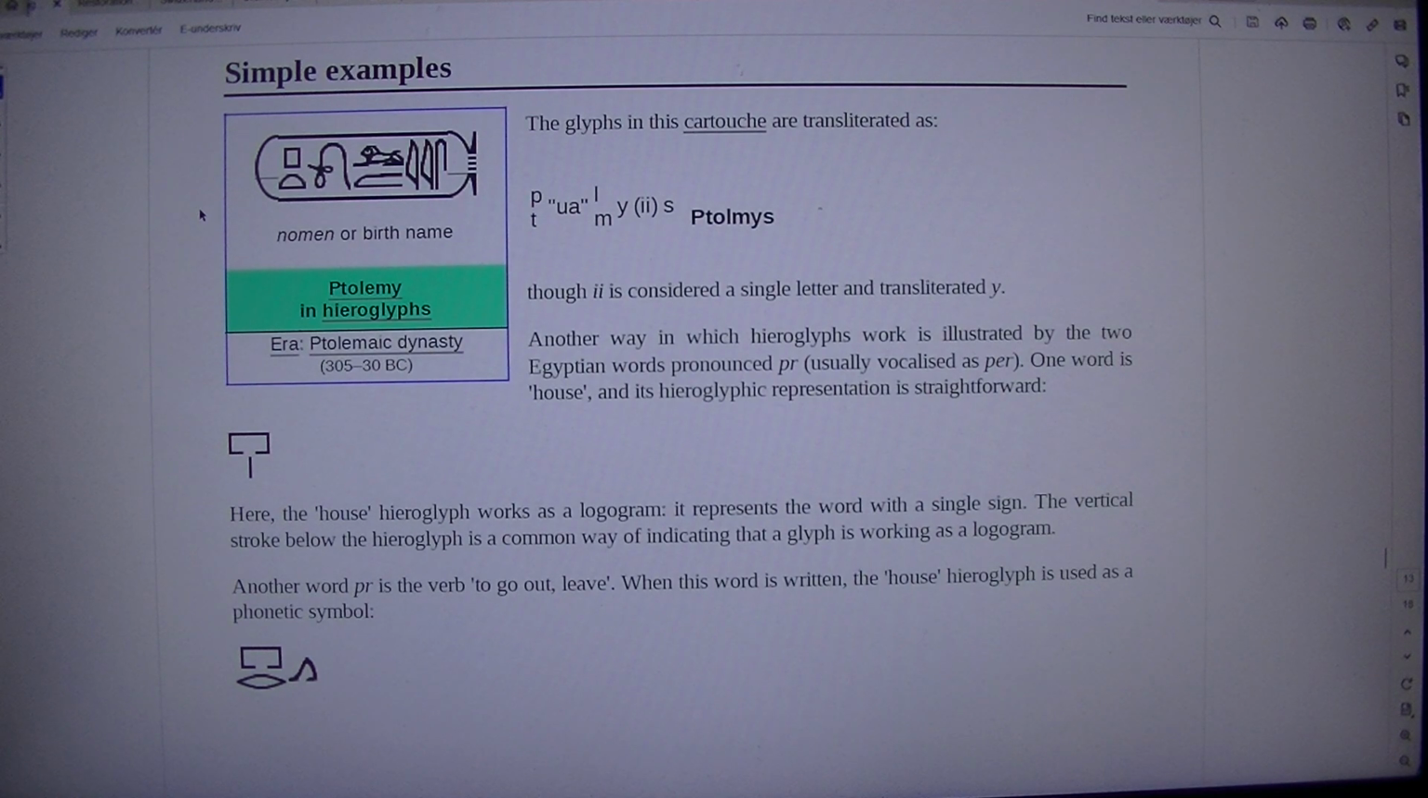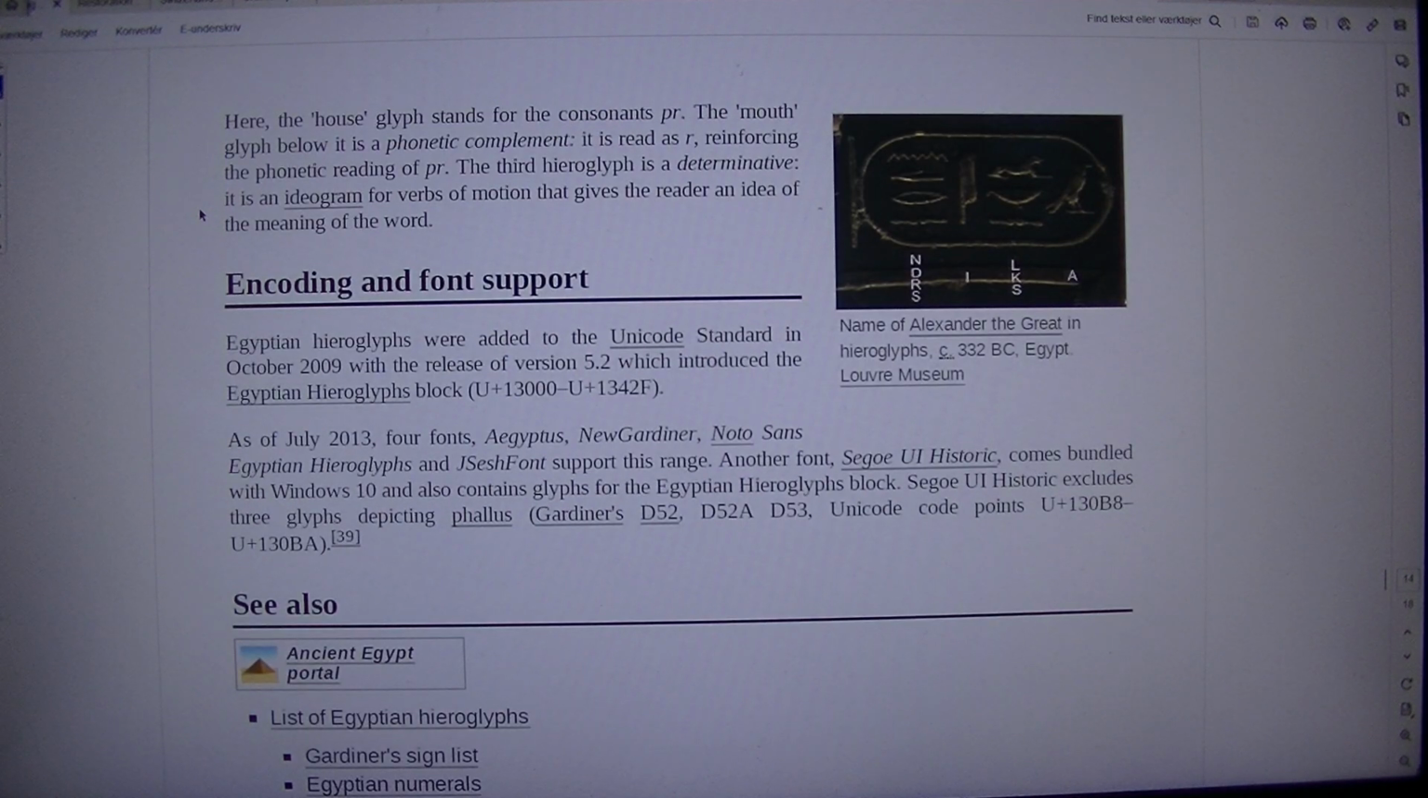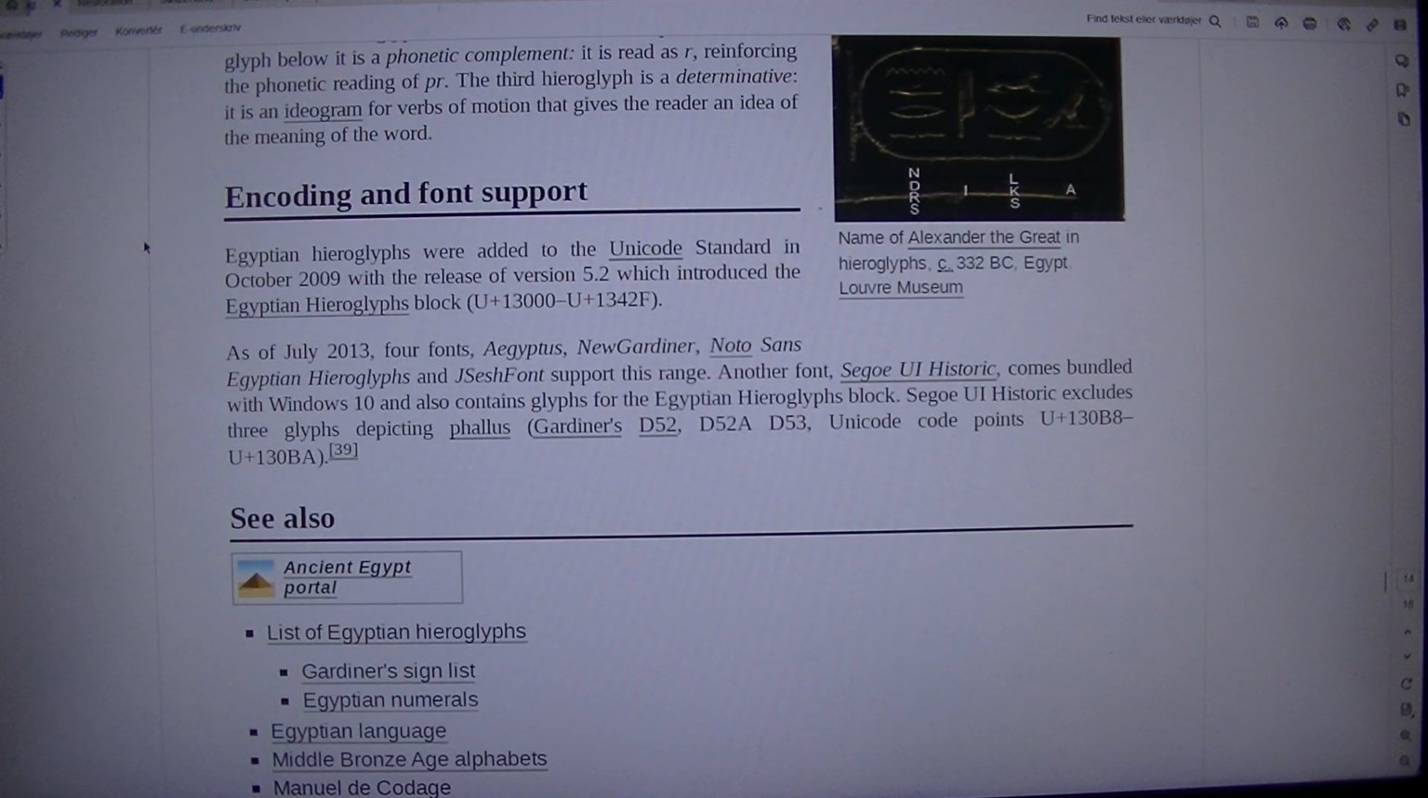D54. Name of Alexander the Great in hieroglyphs, c. 332 BC, Egypt. Louvre Museum. Here, the house glyph stands for the consonants pr. The mouth glyph below it is a phonetic complement. It is read as r, reinforcing the phonetic reading of pr. The third hieroglyph is a determinative. It is an ideogram for verbs of motion that gives the reader an idea of the meaning of the word.